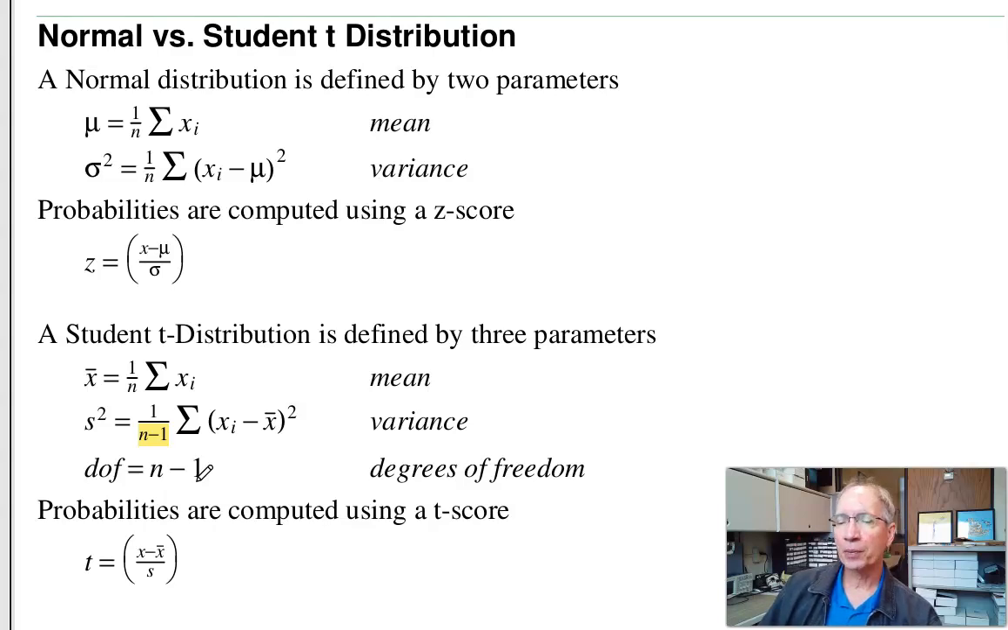And then to calculate probabilities, I use the t-score. That's almost exactly the same as the z-score. It's distance to the mean in terms of standard deviations. The difference, however, is this is the distance to the sample mean divided by the sample standard deviation. Almost the same as z, but a little bit different because it's the sample mean, sample standard deviation, rather than the population's mean, population standard deviation.